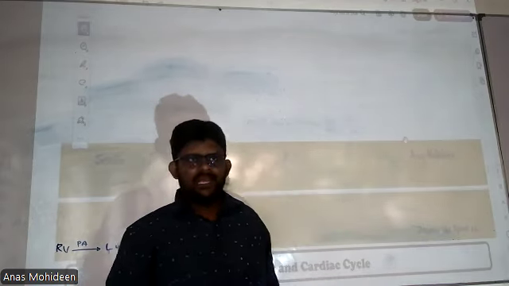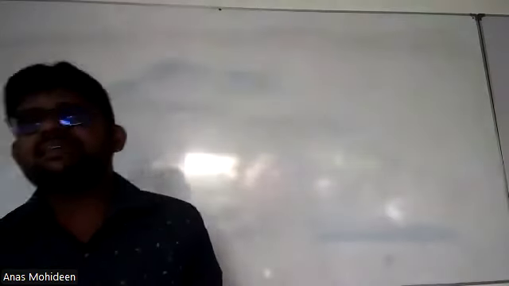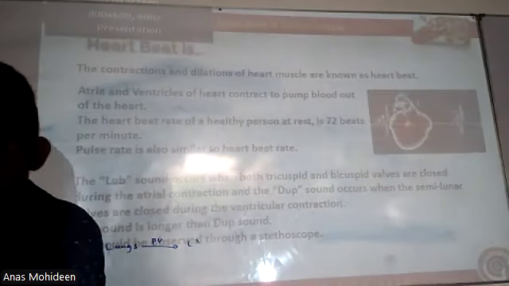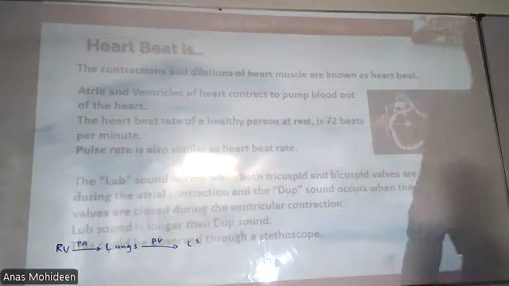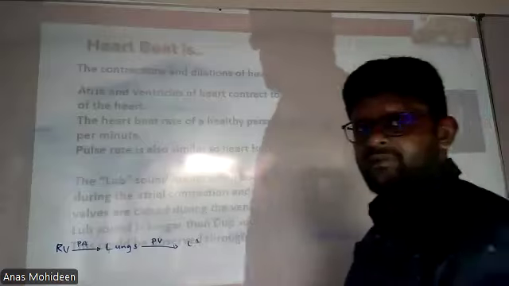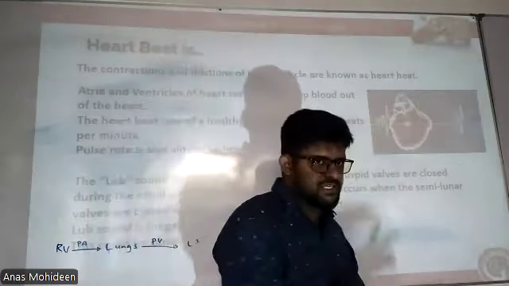Heartbeat refers to the muscle contraction and relaxation of heart muscles. The contraction and relaxation of heart muscles is what we term as heartbeat. The heart is a muscle tissue that can contract and relax. Upon this contraction and relaxing only, the blood is being pumped.